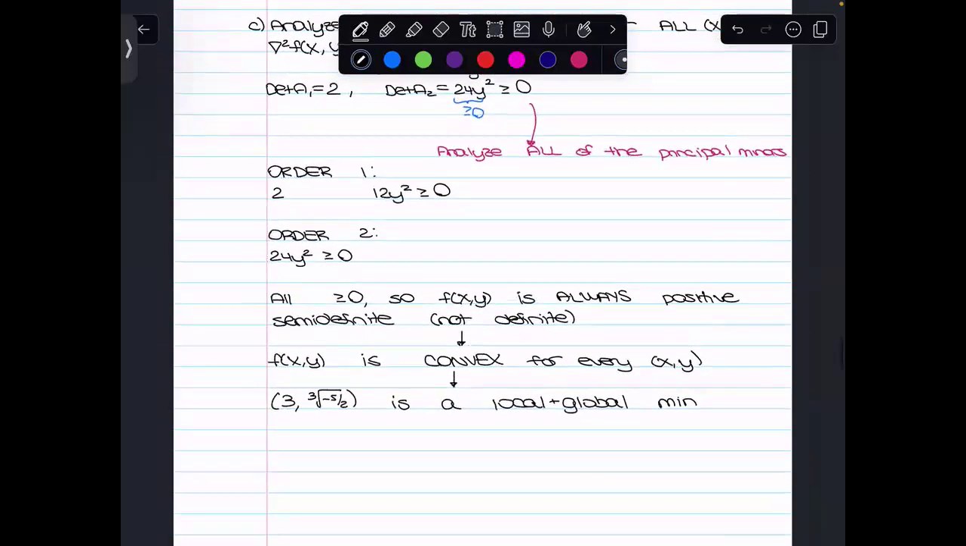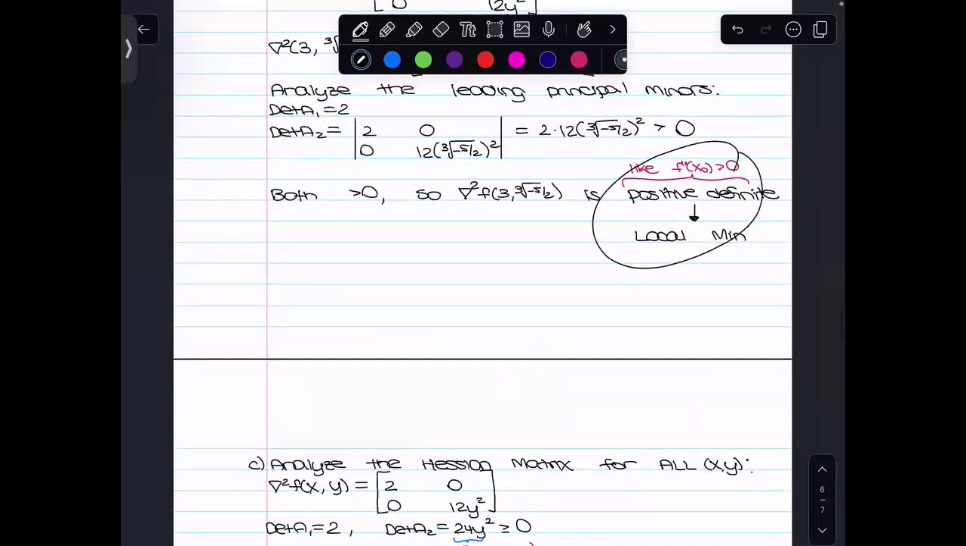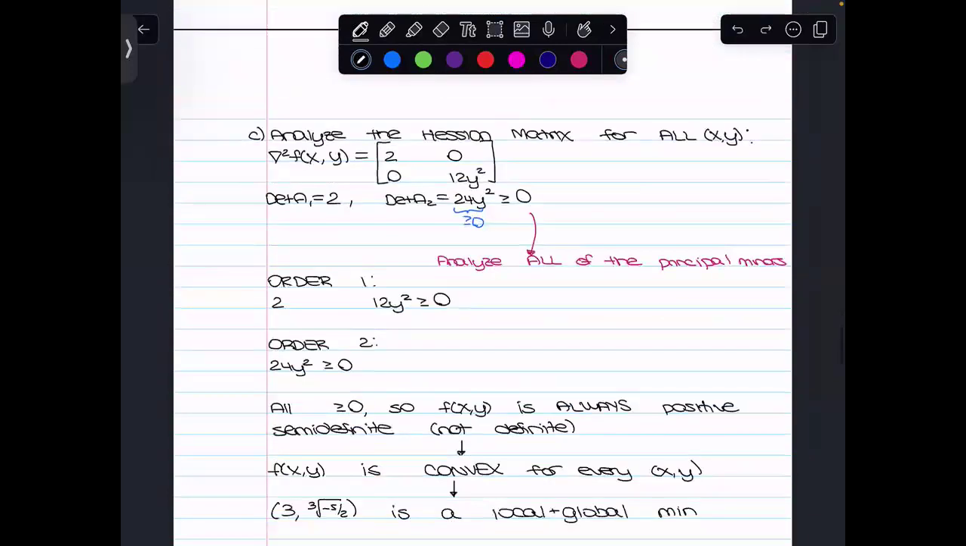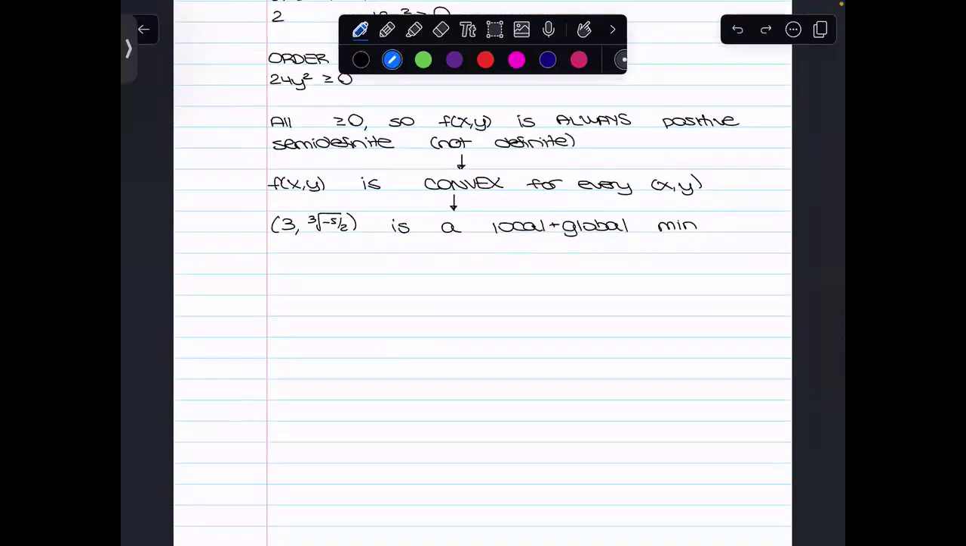So also with positive semi-definite, usually you can't guarantee that it's strong, meaning that in the neighborhood it's the only one. But in this case, we've already established that it was the only one. So you could also say that it's strong.